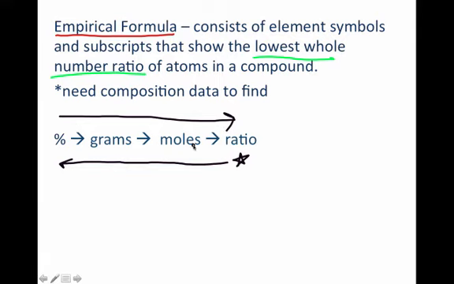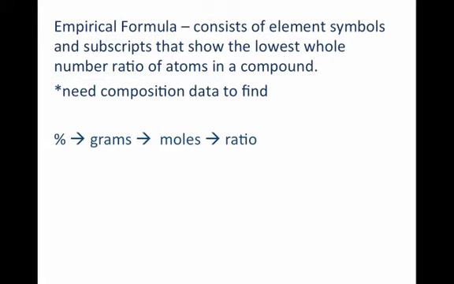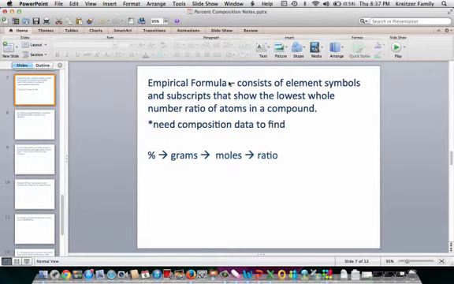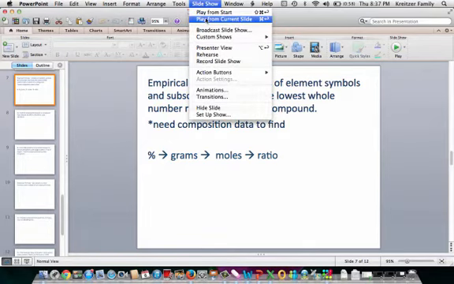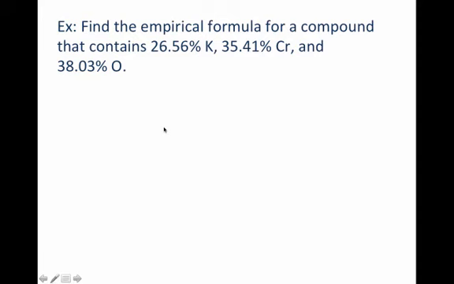Let's take a look at our first example. The first example says, find the empirical formula for a compound that contains 26.56% potassium, 35.41% chromium, and 38.03% oxygen. So again, keeping in mind that little flow chart we had, we're starting with percent, going to grams, going to moles, and then figuring out our ratio.